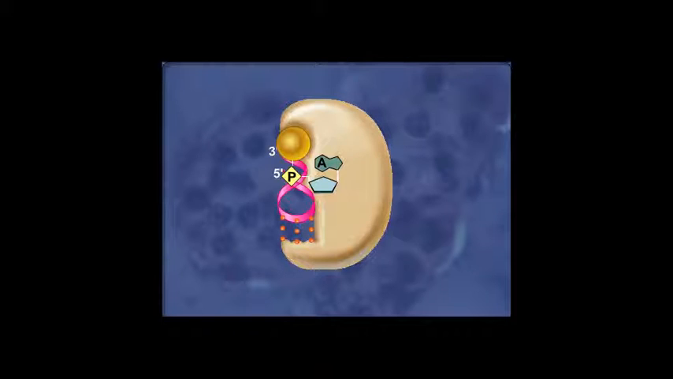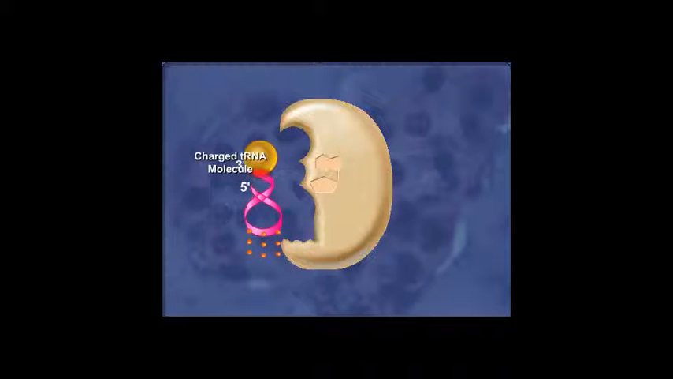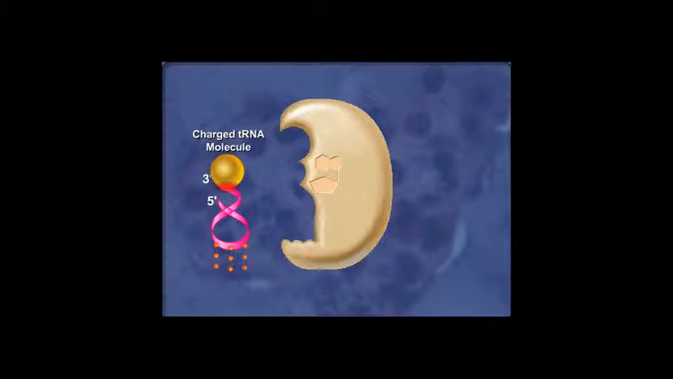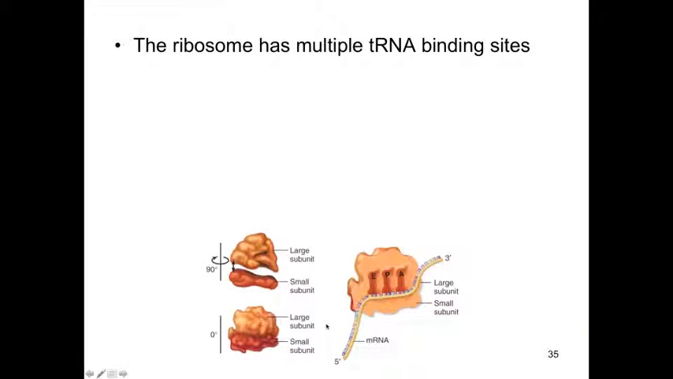The bond is broken between the amino acid and AMP, and the AMP is released. At the same time, a covalent bond is formed between the amino acid and the 3' end of the tRNA, which is now called a charged tRNA molecule. The charged tRNA is then released from the enzyme and is now ready to be used in the process of translation on a ribosome.